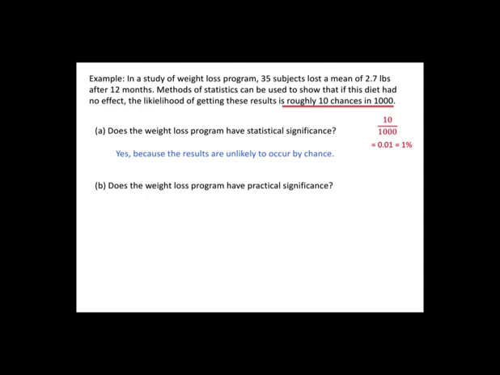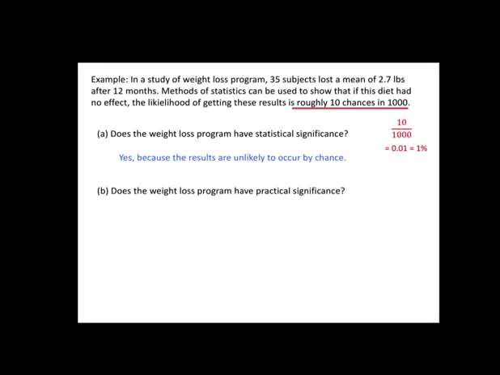Think about it. If I want to join this weight loss program, let's say I'm 200 pounds. I need to spend a year, and in 1 year I only lost 2.7 pounds. I need to spend 10 years to lose only 27 pounds. All right? So is it practical? No, right? The treatment is effective because this is only 1%. But it's not practical.